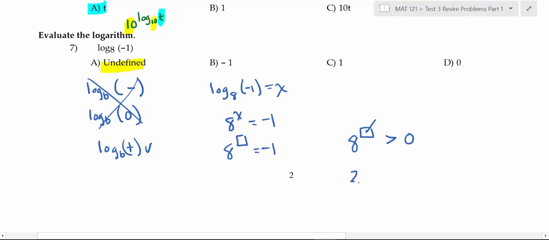So even if you had like 2 to the -4, well, what is that? That's 1 over 2 to the 4th. That's 1 over 16. And that's a number that's greater than 0. So that's real important to understand. You can't do a log of a negative number or 0.